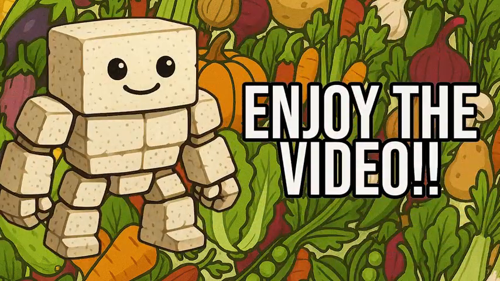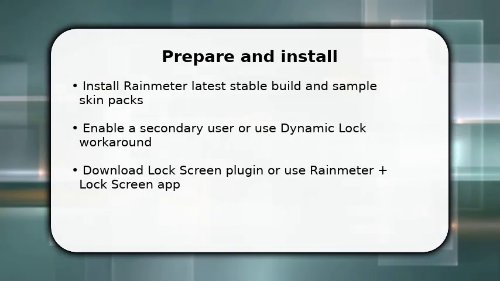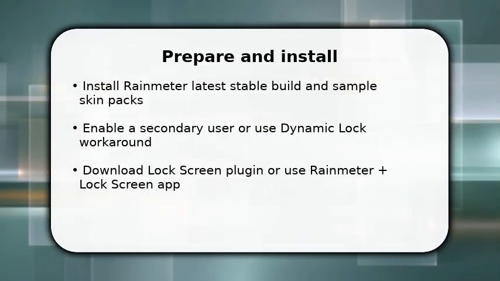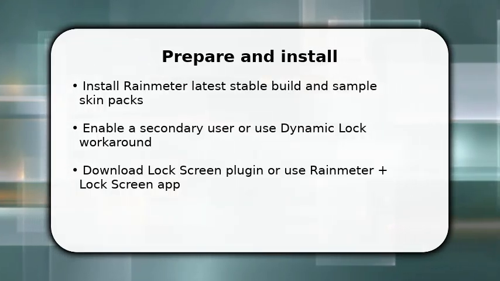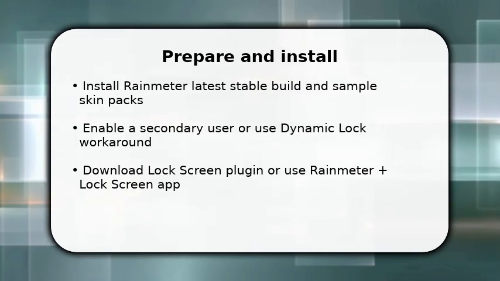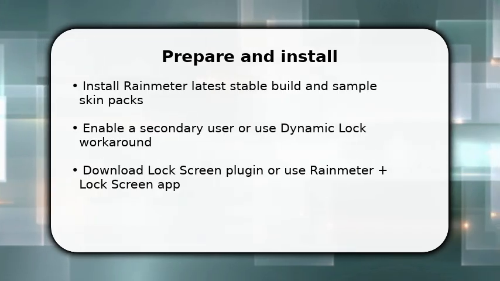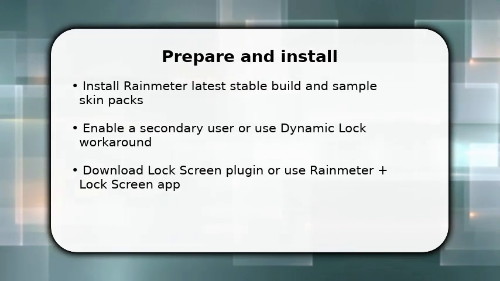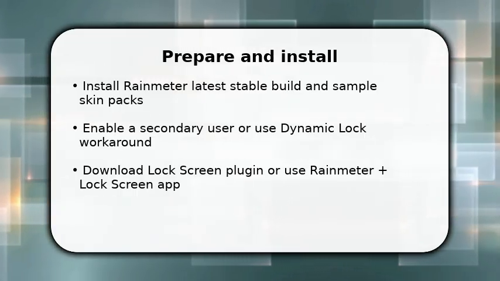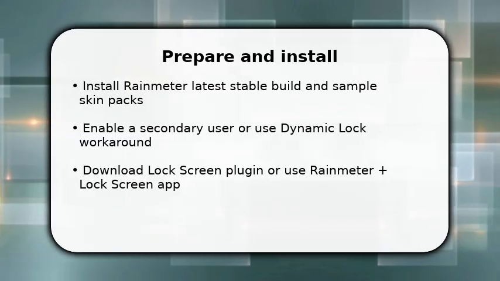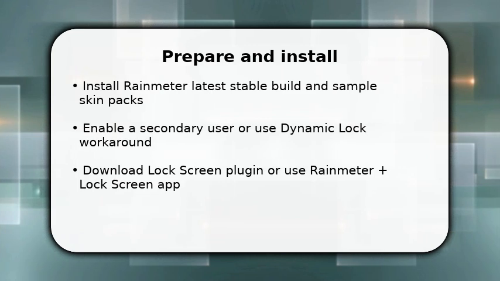You begin by installing Rainmeter and at least one clean skin pack. This gives you the elements you'll place on the lock screen. Once done, create or enable a secondary Windows user or set up dynamic lock so Rainmeter can run without your desktop session interfering. Make sure to add the lock screen plugin or a compatible wrapper app. This bridges Rainmeter to the Windows lock interface. You're preparing the environment, so the rest of the steps will work reliably and persist through restarts.